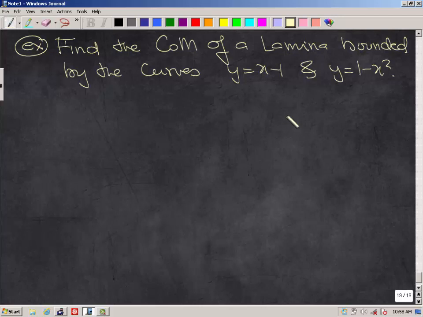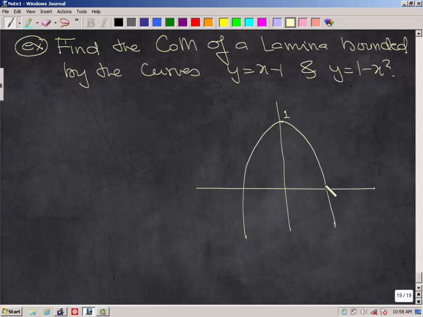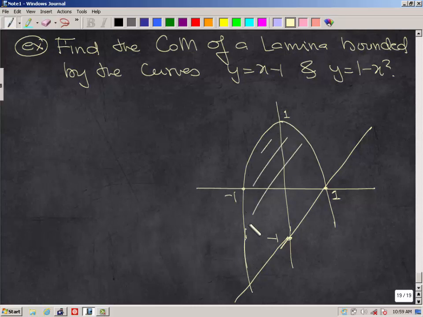Okay, let's take a look at that. Let's graph both of them. This is an upside down parabola, so it looks something like this. This is 1, this is 1, this is minus 1. So that's the first one. The second one is just a line. The x-intercept is 1 and the y-intercept is minus 1. So it's right here, this is negative 1, so it goes like this. So that's what that lamina looks like.